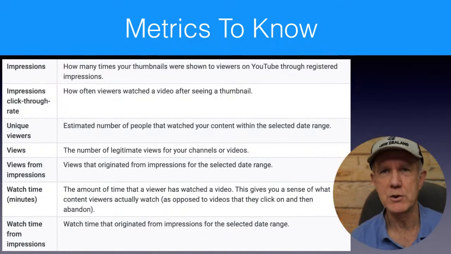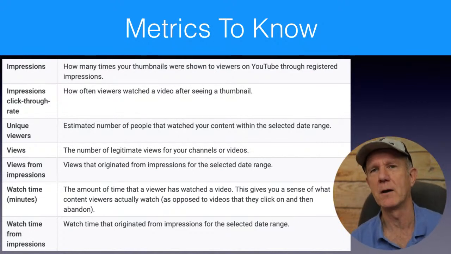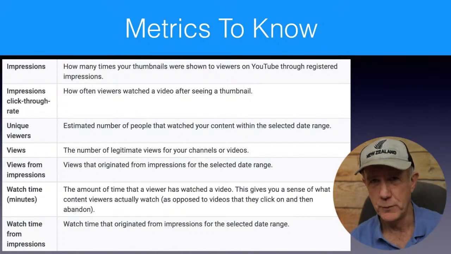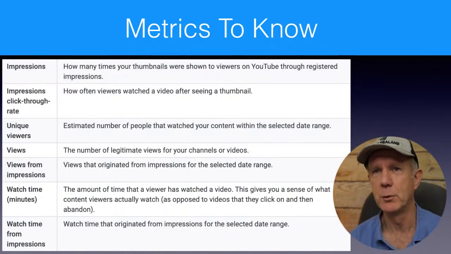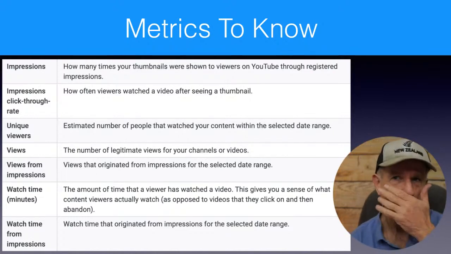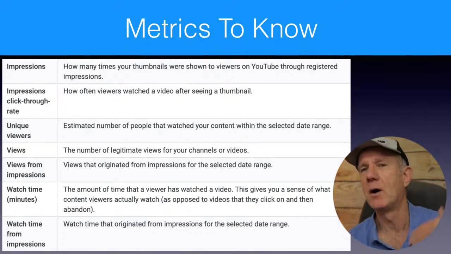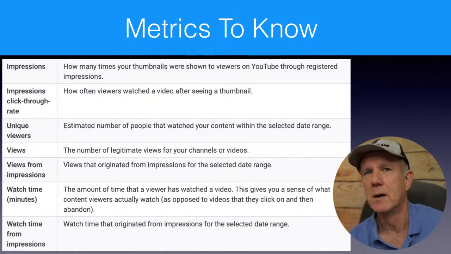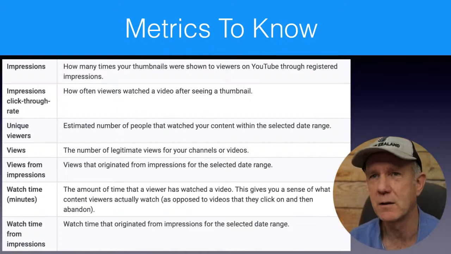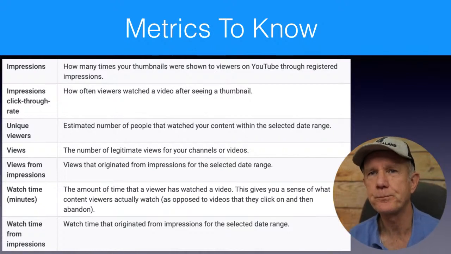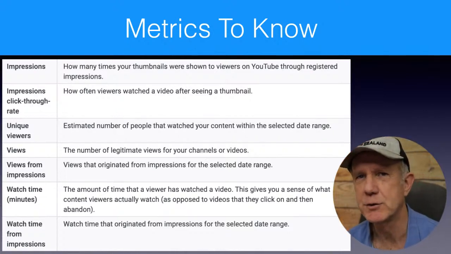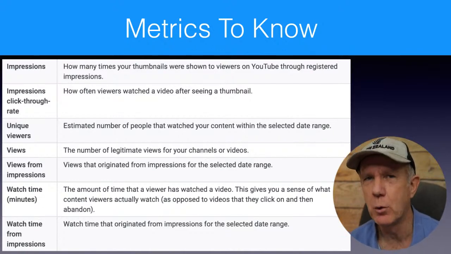Then watch time, which is another huge ranking factor along with click-through rate, is the amount of time that a viewer has watched the video. So if they watched 5 minutes of a 10-minute video, then your watch time is going to be 50%, or like 50% average view duration. So it gives you a sense of what content the viewers actually watch.